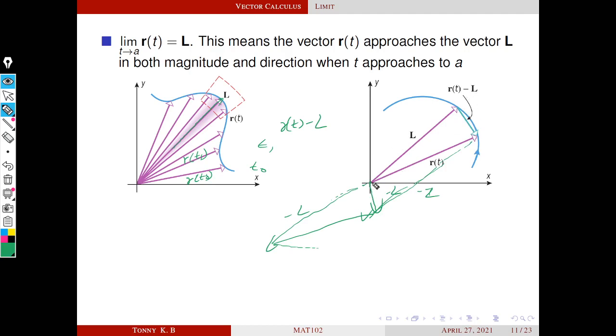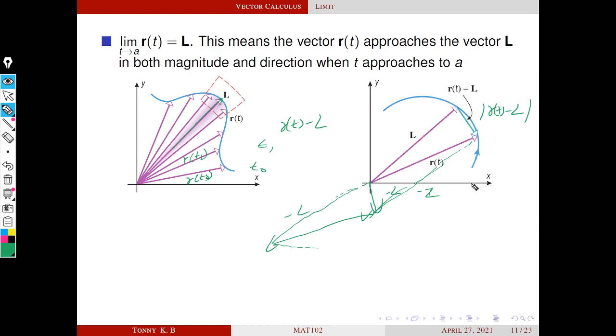So it is always starting from the origin. If you shift this vector parallelly to this point, then it is like this. So our aim is to find the distance between these two. How to find the distance? The length of the distance between these two tips is the same as the magnitude of this vector. So this distance is exactly the modulus of r of t minus l.